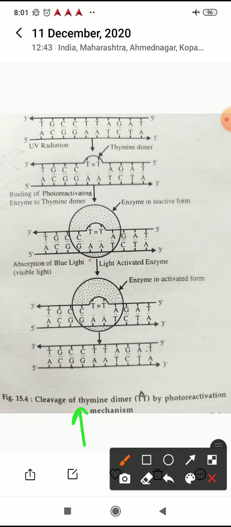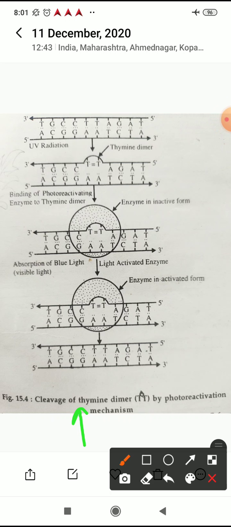So dimers produced due to ultraviolet rays is reversed, and thymine dimer gets separated into monomer like this. Many kinds of bacterial cells and yeast cells possess this efficient mechanism of DNA repair, that is photoreactivation, for repairing the DNA damage caused due to the ultraviolet radiation.